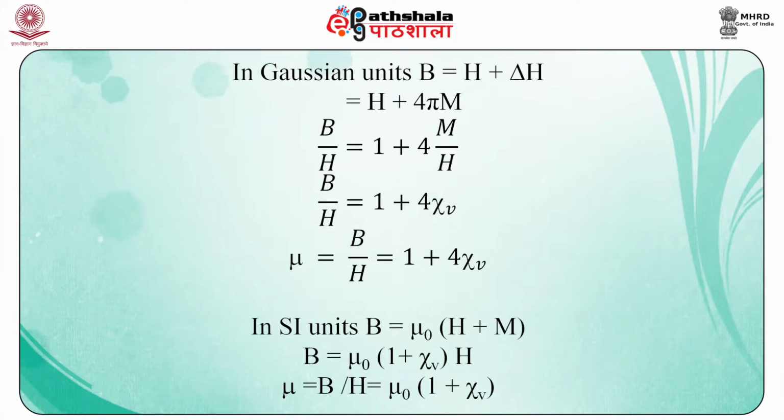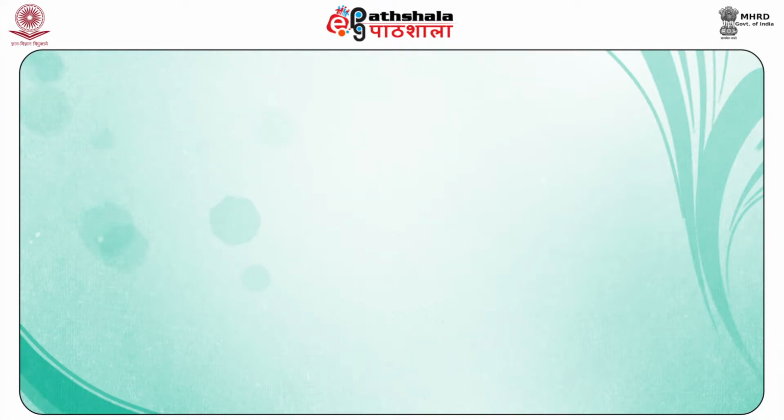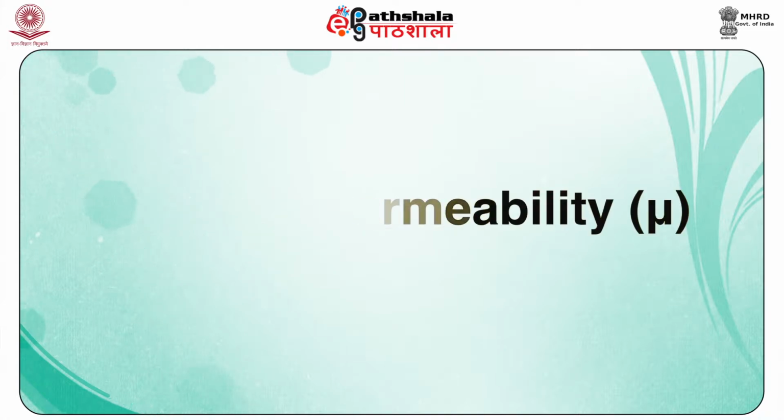and that again gives us B is equal to mu naught into H plus M, that is mu is equal to B upon H is equal to mu naught into 1 plus chi V, where B is the magnetic field within the substance, H is the applied magnetic field, and M is the magnetization. Mu naught is known as the magnetic constant or the permeability of free space, and chi V is the volume magnetic susceptibility.